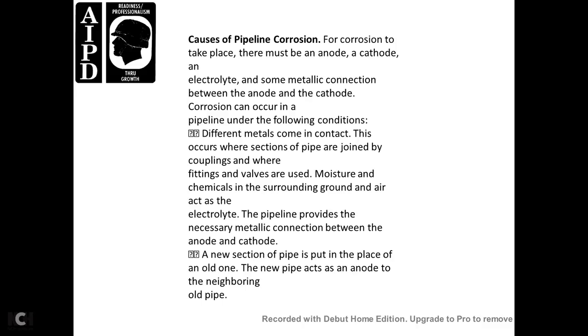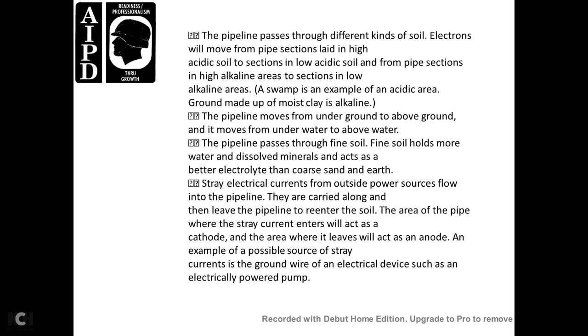Causes of pipeline corrosion. For corrosion to take place there must be an anode, a cathode, an electrolyte, and some metallic connection between the anode and cathode. Corrosion can occur with the pipeline under the following conditions. Different metals come into contact, such as sections of the pipeline joined with couplings, fittings, and valves. Moisture, chemicals, and the surrounding ground and air act as an electrolyte. The pipeline provides the necessary metallic connection between the anode and cathode. A new section of pipeline is put in place of the old one; the new pipe acts as an anode to the neighboring old pipe.